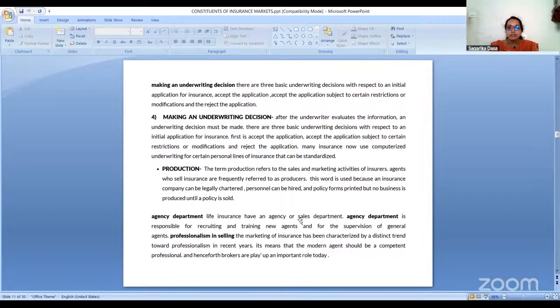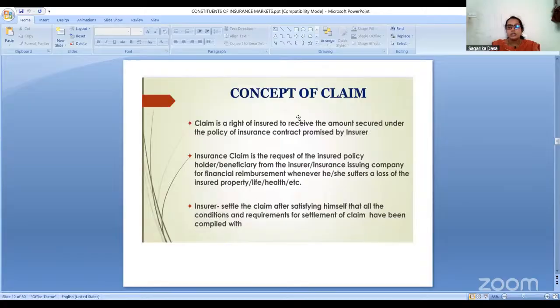Agency department: life insurance companies have an agency or sales department. The agency department is responsible for recruiting and training new agents and for the supervision of general agents. There has been a distinct trend towards professionalism in selling and marketing insurance in recent years. Ultimately, in the term production, we are dealing with selling. That sales will be done by the agents, that is insurance agents or insurance producers. There is a separate agency department which is responsible for recruiting and training new agents, and for the supervision of the general agents, for increased sales of insurance policies. Agents will be recruited and trained by the agency department. This is the production.